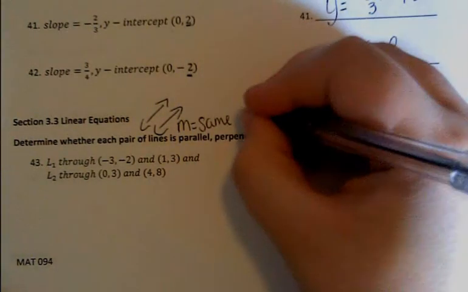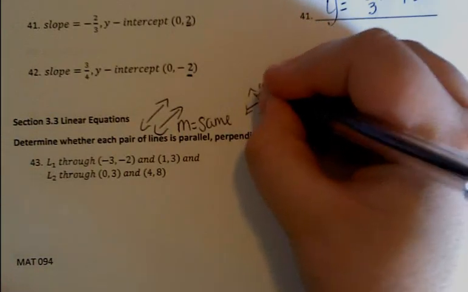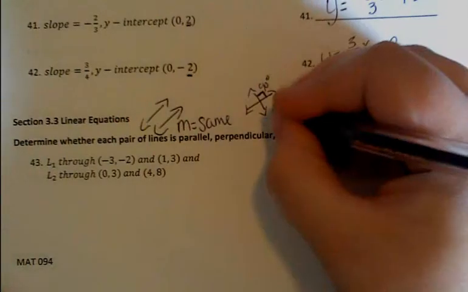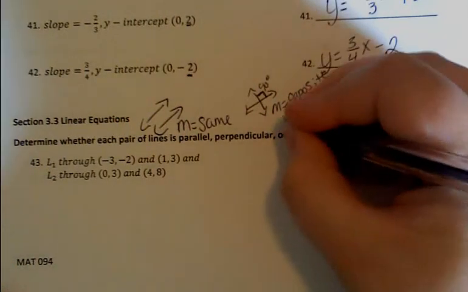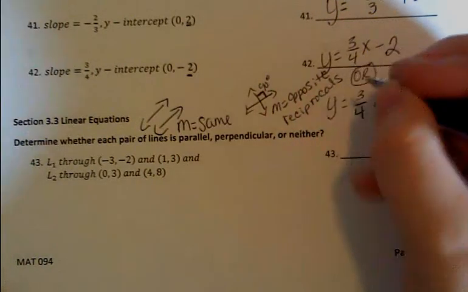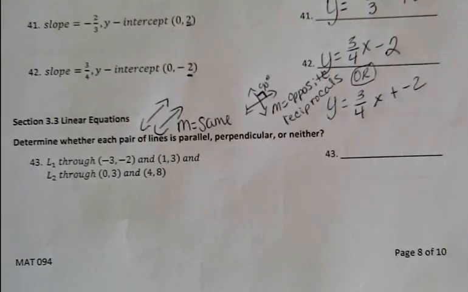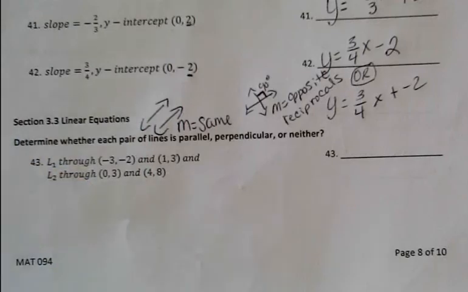Perpendicular lines are lines that intersect at a 90-degree angle, and their slopes are opposite reciprocals. If you need a little help remembering that, I would refer to the 3.3 video. So this says that L1 goes through these 2 points and L2 goes through these 2 points. L1 means line 1, L2 means line 2.